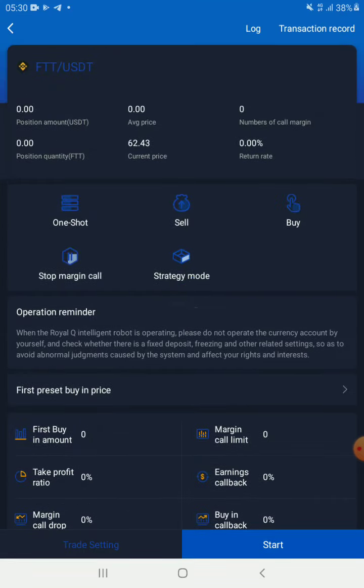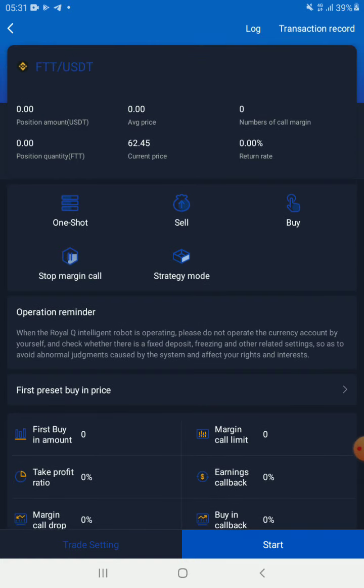You tap on it. When you tap on it and you are here, do not let this scare you anyway. These are just simple stuff. One shot simply means that you want the robot to buy and sell once, and you don't want it to continue trading for you. So once it hits your take profit price, you should sell off. Sell simply means you want to sell off the coin with your own hand. Buy more means you want to buy more of what you already bought initially.